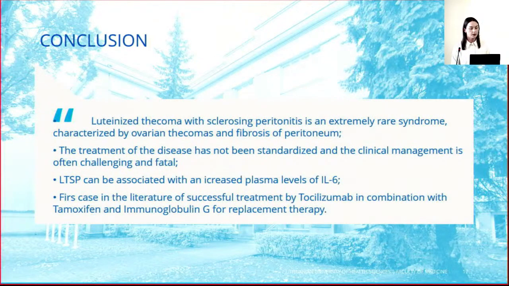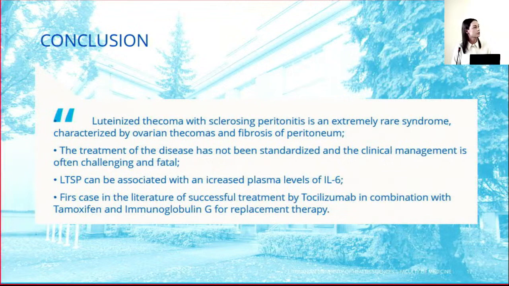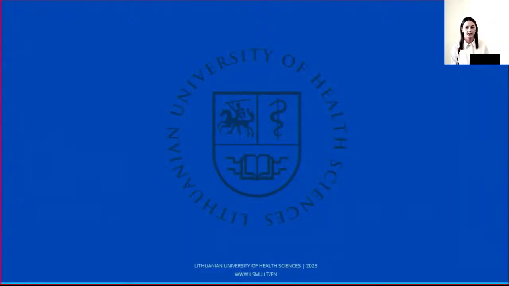So in conclusion, I would like to say one more time that luteinized thecoma with sclerosing peritonitis is an extremely rare syndrome. The treatment of this disease has not been standardized, and the clinical management is often challenging, and most of the cases in the literature of these patients are fatal. And now we can say that it can be associated with increased plasma levels of interleukin-6, and why we decided to present this case today is because this is the first case in the literature of successful treatment by tocilizumab in combination with tamoxifen and the replacement therapy of immunoglobulin G. It's a big honor for me, and thank you for your attention.